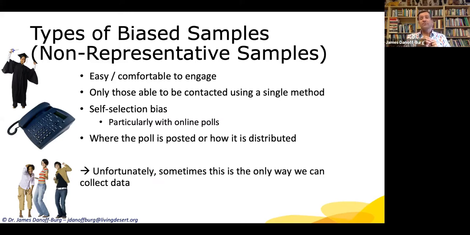Okay. Unfortunately, sometimes this is the only way we can collect data. And when that's the case, we just acknowledge that that's the case and we move forward. We point out the limitations in our study, in our data analysis, and there are some ways that we can actually analyze the data in a way that helps to minimize that bias.